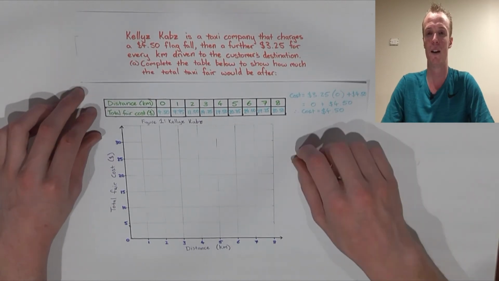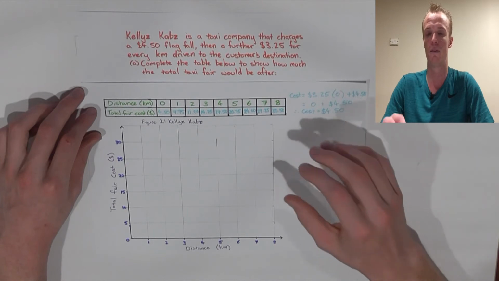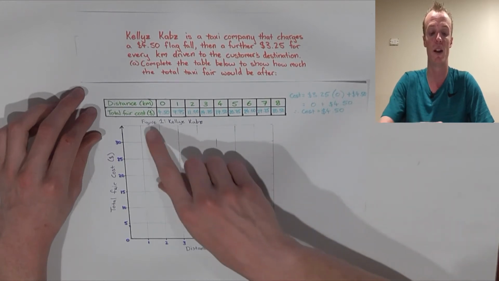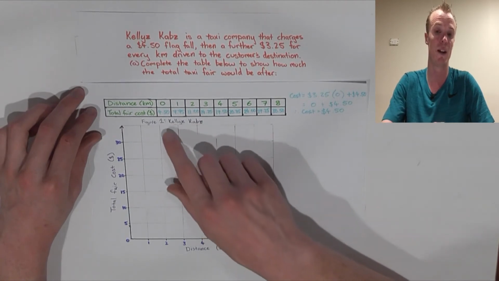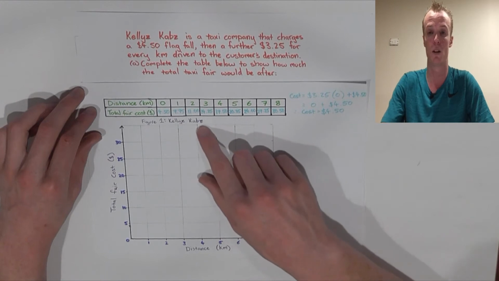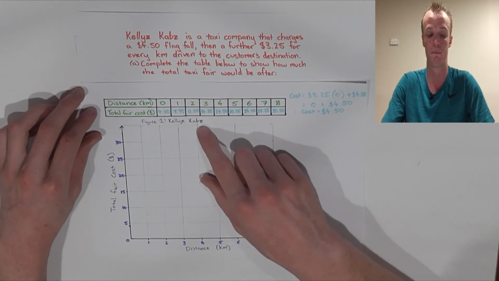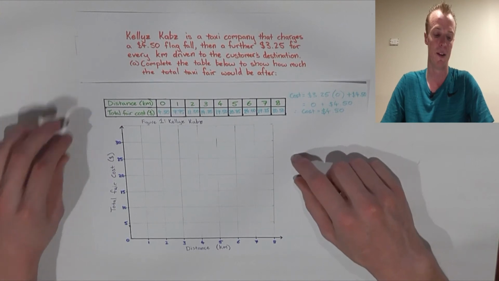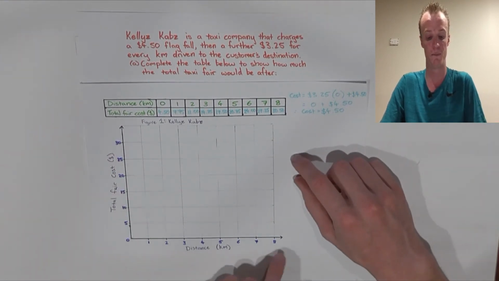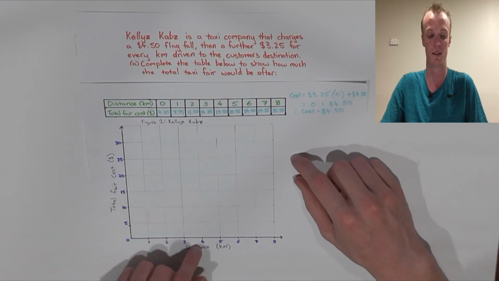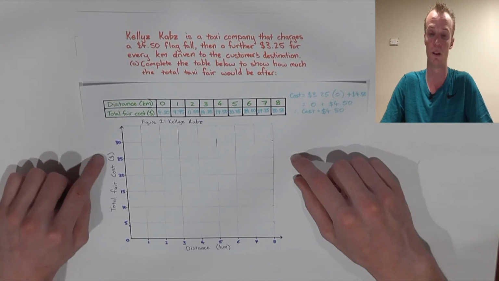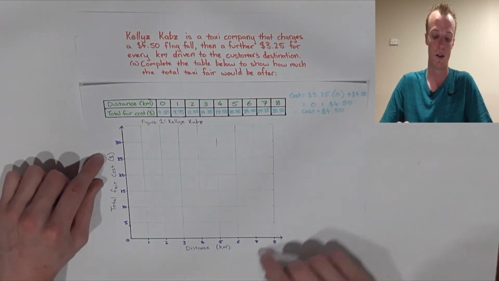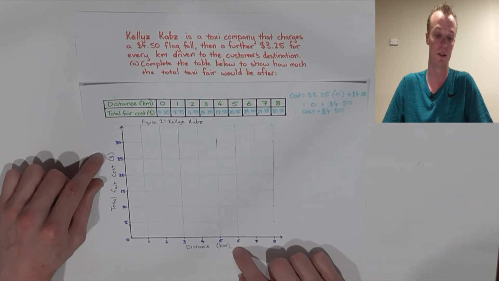Before I start completing the graph, I just want to point out a few things that every graph should have. The first thing it should have is a title for the graph. That title should start with figure and the number of which figure that is, as well as a general title. I've called this one Kelly's Cabs. The second thing that all graphs should have is a scale clearly listed and a label for each axis. On our y-axis, I've put our total fare cost, and I've also included the units, which is dollars. On our x-axis, I put our distance as well as the units it's represented in, which is kilometres.